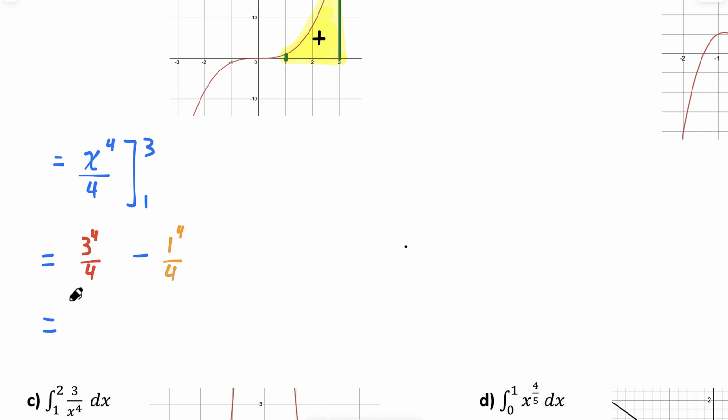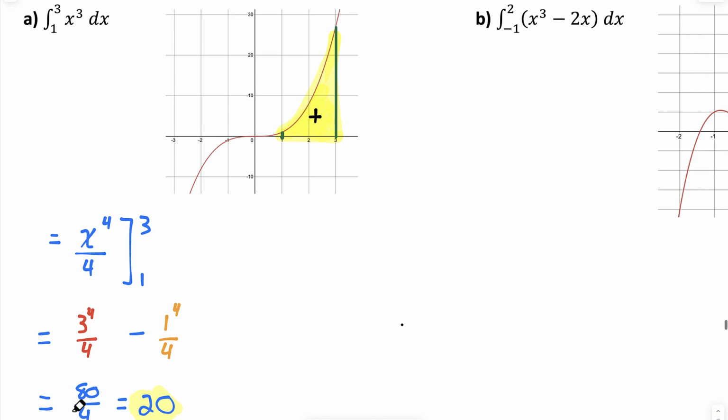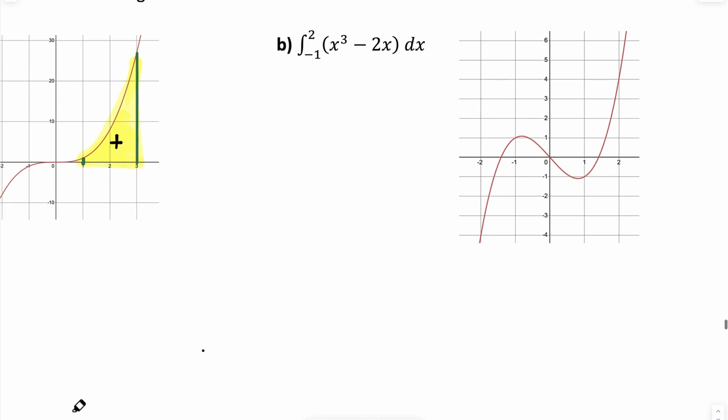So I've got 81 over 4 minus 1 over 4. That's 80 over 4, which is 20. So there's my final answer. 20 is the value of that definite integral, and we can interpret that as that shaded area you see in the diagram. Let's do part B.